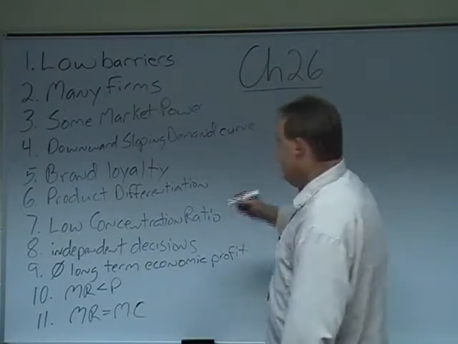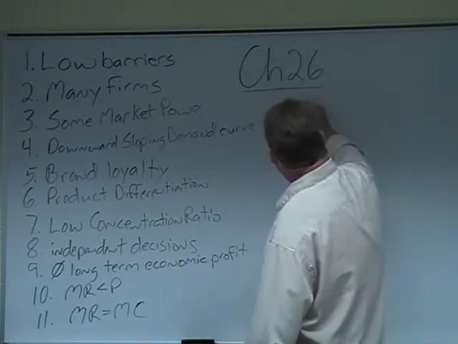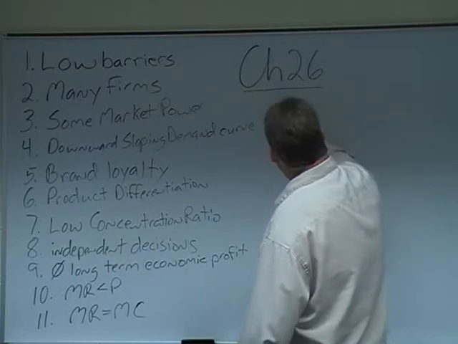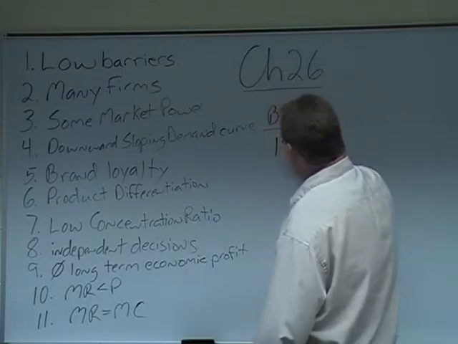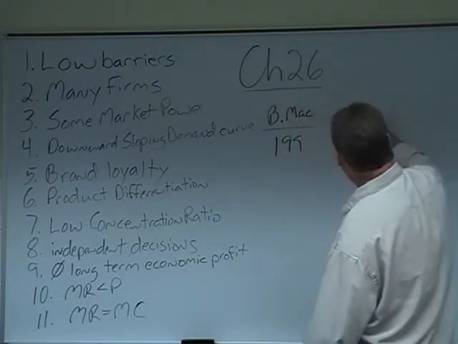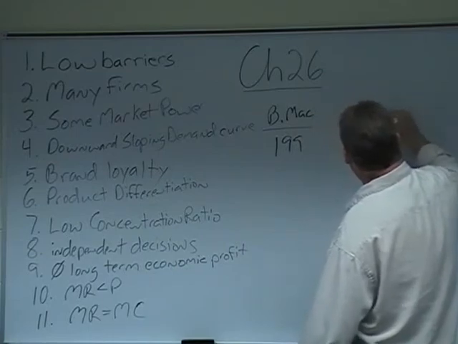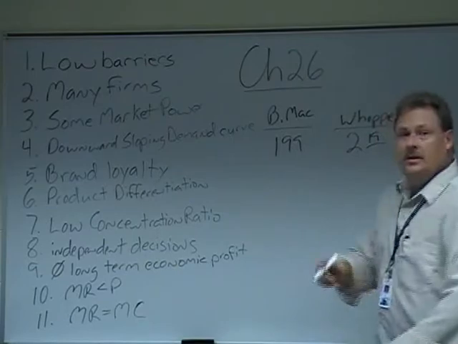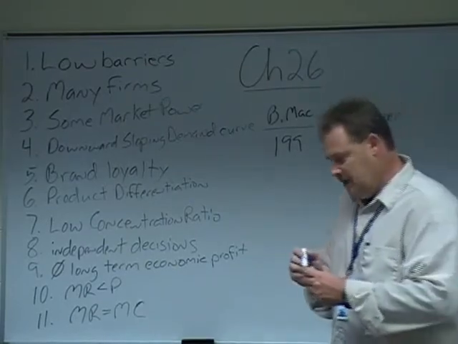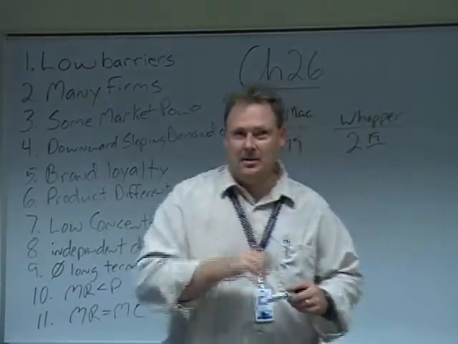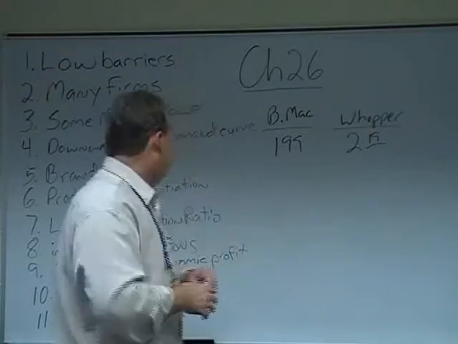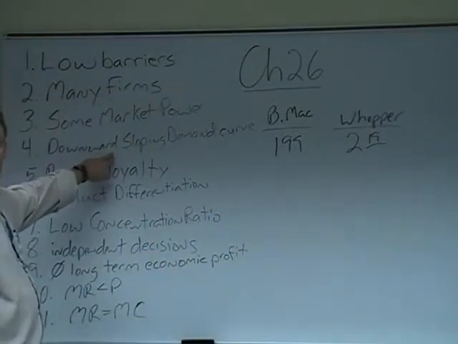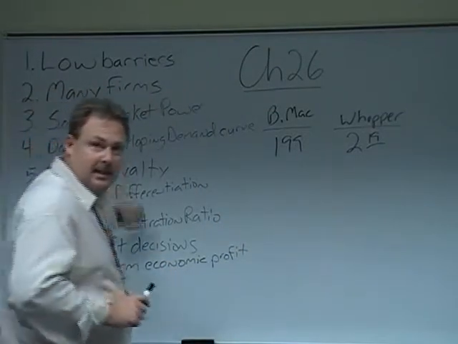An example you might look at is a Big Mac might sell for, say, $1.99, where a Whopper is selling for $2.19. Something you wouldn't see in pure competition, but it happens here because they're somewhat differentiated. They're not identical. They have a downward sloping demand curve like a monopoly did.